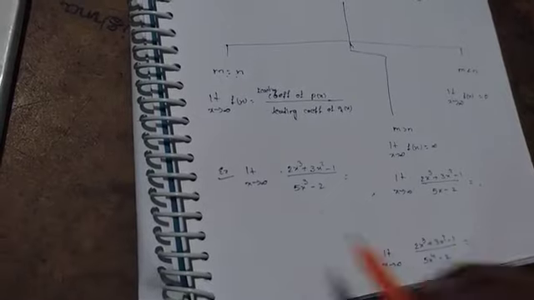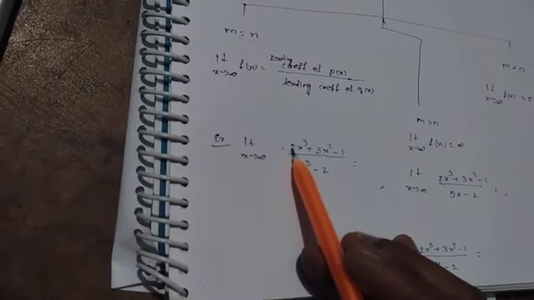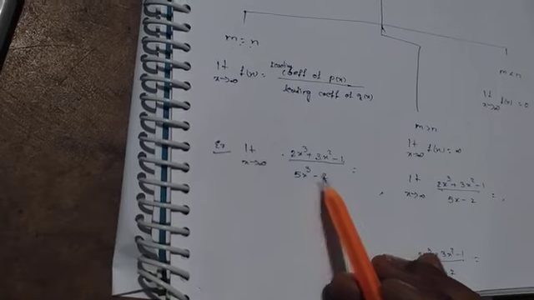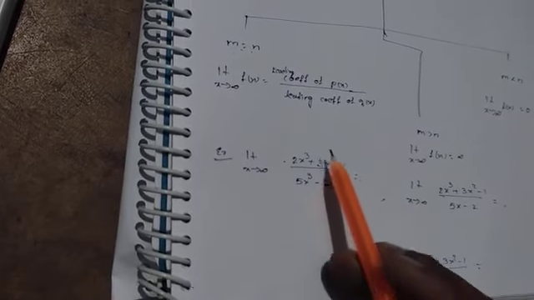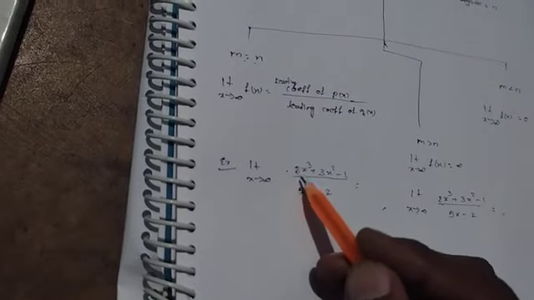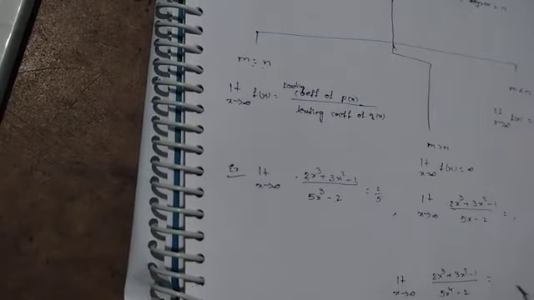The coefficients are okay, we are just comparing the degrees here. The numerator is the polynomial 2x cube plus 3x square minus 1. The denominator is also a polynomial, 5x cube minus 2. So the degrees are the same, and we just have to compare the coefficients. What is the coefficient here? 2. Here the coefficient is 5. So directly it is 2 by 5.